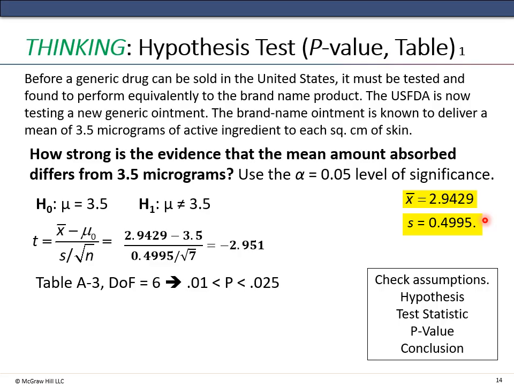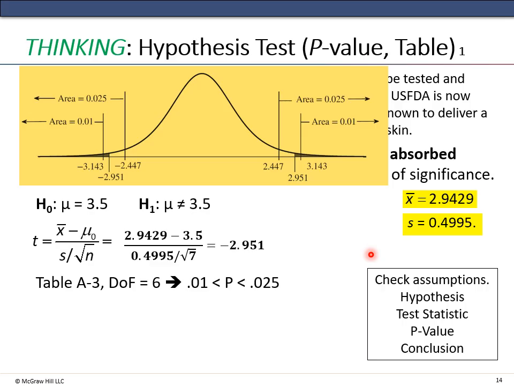If we go to table A3, degrees of freedom 6, remember there were 7 people in our sample. Our n equals 7, so we go to degrees of freedom, and we find that this value is between 0.01 and 0.025. Remember that we have to double that area because it's two-tailed, so we multiply both sides by 2. And so the p-value is between 0.02 and 0.05, so you can say the probability is between 2 and 5%.